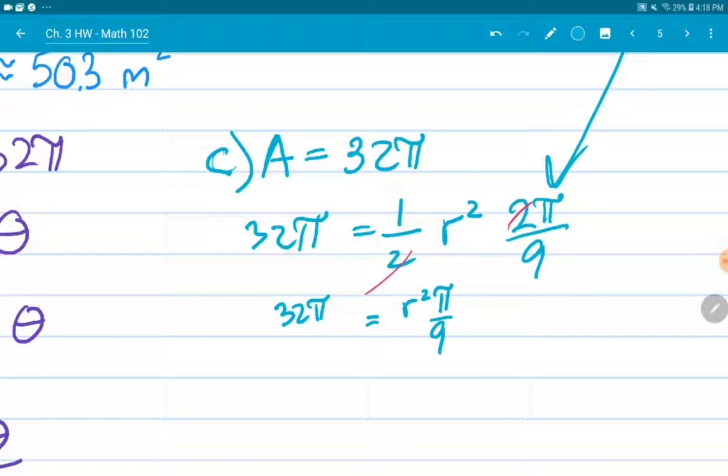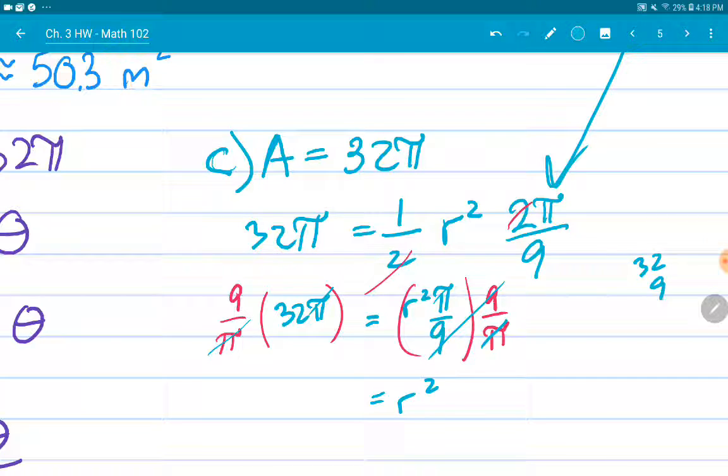If I multiply by the reciprocal of pi over 9, so 9 over pi on both sides, then my 9's will cancel, my pi's will cancel on the right hand side, and I'm left with just r squared. Those two cancel and these two cancel. And on the left my pi's cancel, and I get 9 times 32. That's some big number. 288. And r will be the square root of that.